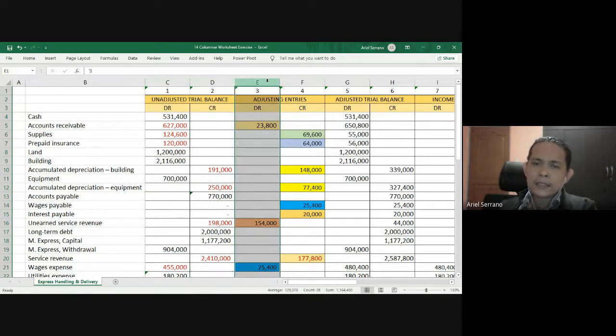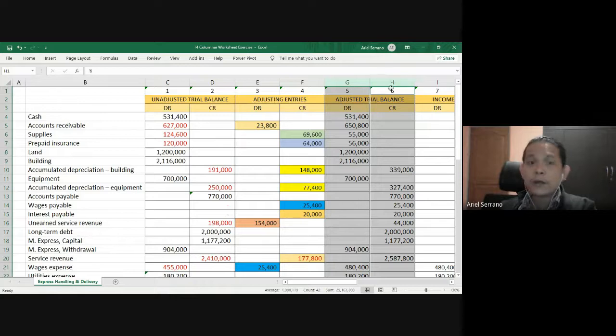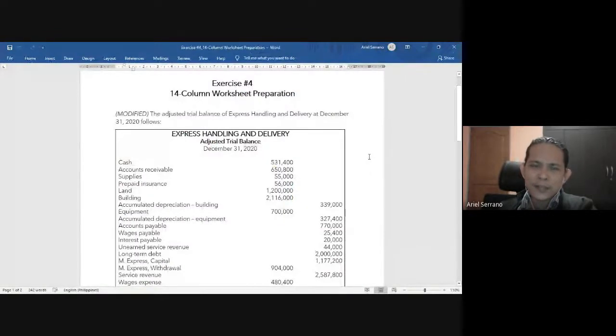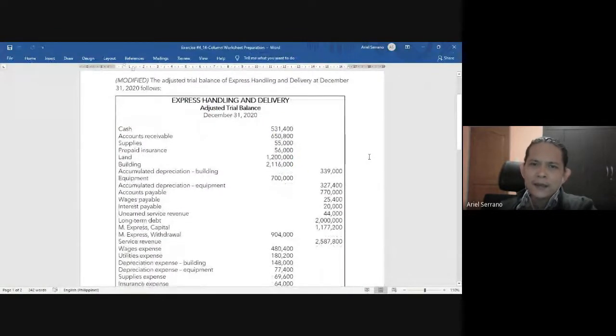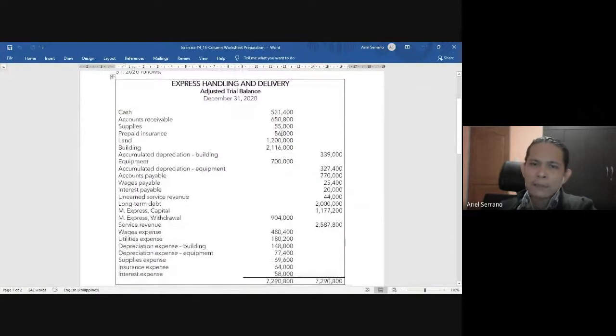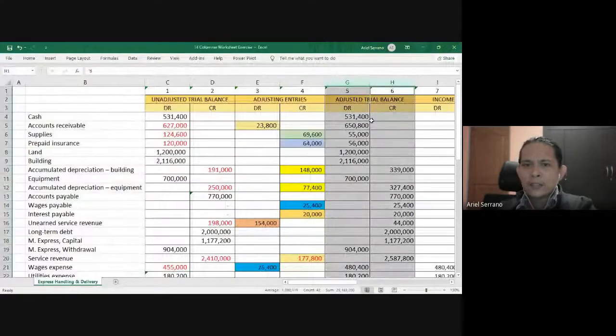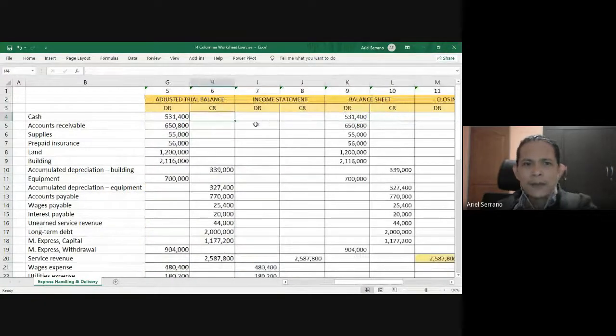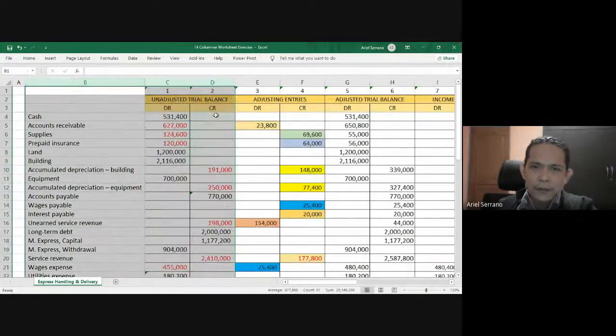Adjusting entries will be represented by columns 3 and 4. The adjusted trial balance is for columns 5 and 6. Meaning to say, from this illustration, from this exercise, this will be plotted, this will be presented under your columns 5 and 6. When you take a look at it, okay, these are the amounts.